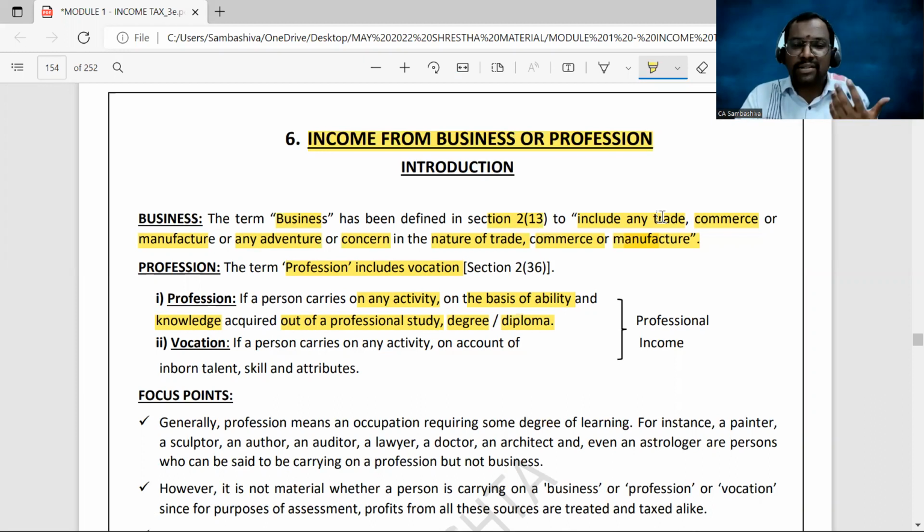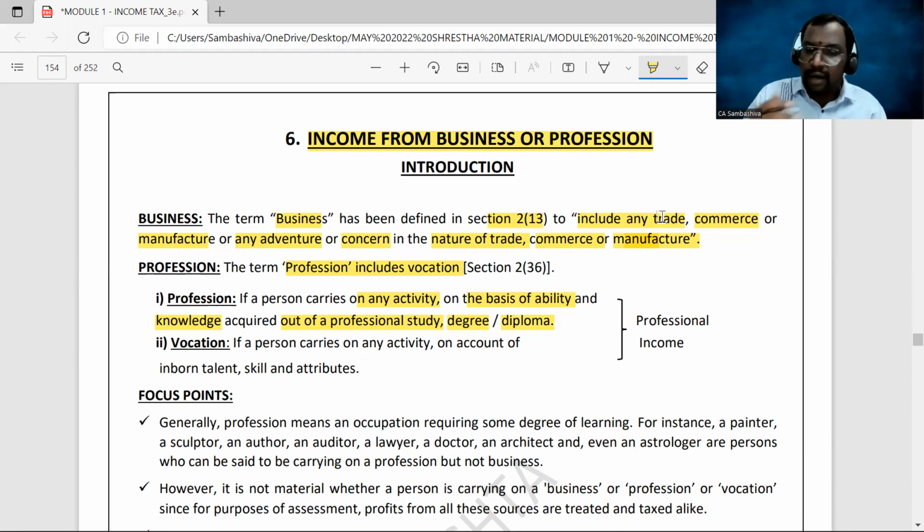And we are rendering services to our clients in our professional capacity because we are possessing those qualities. We are possessing those capabilities. We have that ability to render professional services. And how did we get that quality, capability, and ability? By doing the professional course.